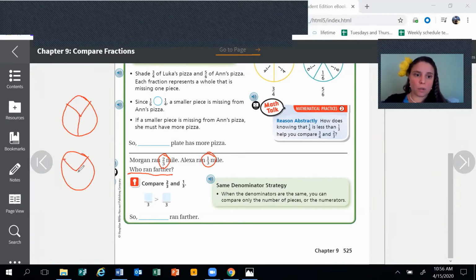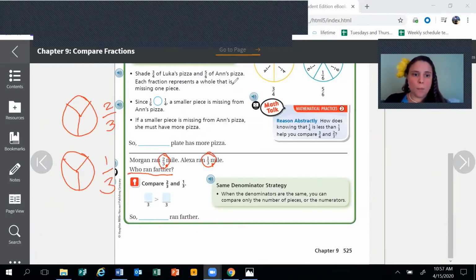All right, so I cut both of them into thirds because our denominator on both of these is a 3. So that means the whole has been split into 3 parts. And I'm going to go ahead and write the fractions next to them so I don't get confused on what I'm doing.